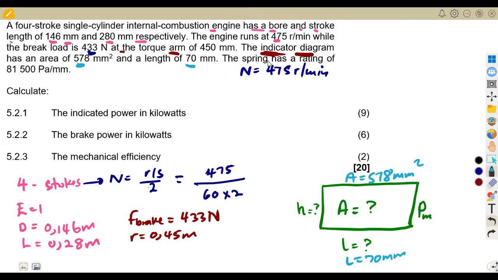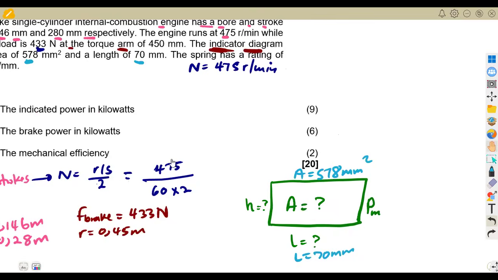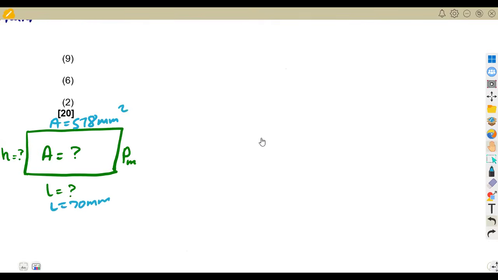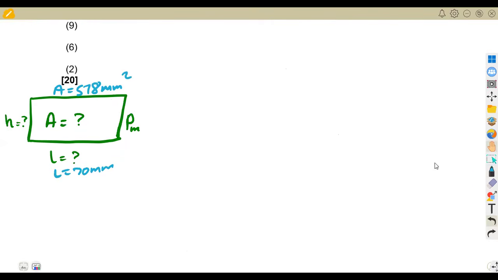And the spring rating, which is the spring rate in this case. On the indicator diagram, there's a spring rate. So there we are given our spring rate. Let me just explain about this indicator diagram separately. The spring rate is simply the spring stiffness. So we are given this as our spring rate, which is 81,500 Pascal per millimeter.